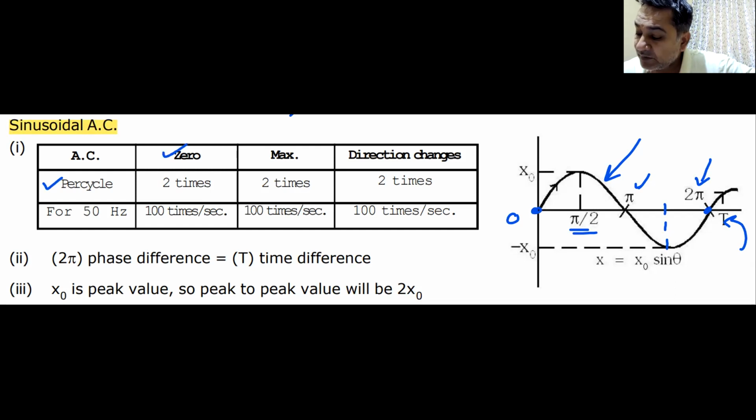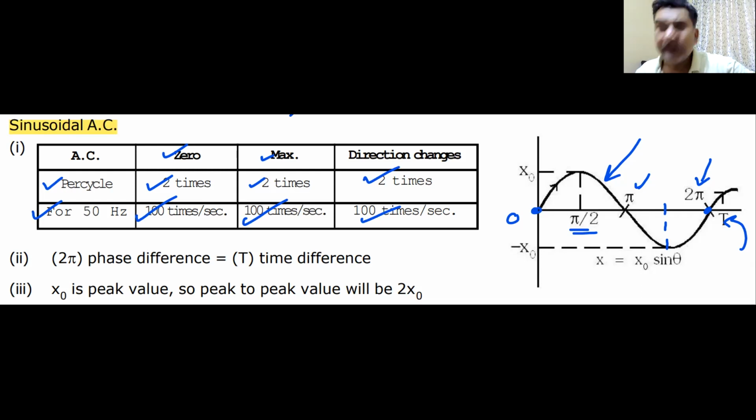In one cycle, it will become 0 two times. Yes or no? Yes, sir. It will also become maximum two times. One time maximum on the higher, positive side, one time maximum on the lower side. Yes or no? Yes, sir. Direction will change two times. Yes or no? Yes, sir. For 50 hertz, this will be 100, this will be 100, and this will be 100. Straight away a question will come.